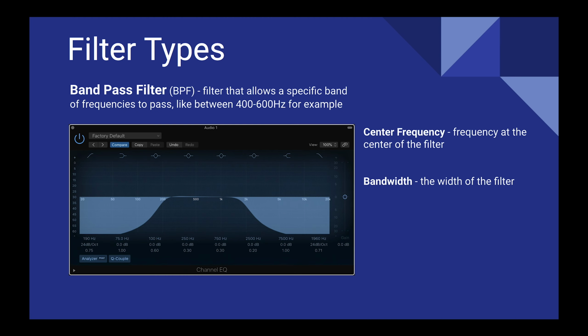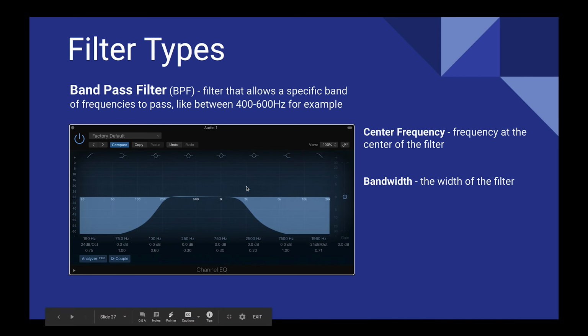The last one is called a band pass filter, which has the acronym BPF, which you will often see. The acronyms are important because you'll see them all the time in filters. You'll see BPF instead of band pass filter written out. It is a filter that allows a specific band of frequencies to pass, like between 400 and 600, for example, okay? So there are two parameters here that really matter.